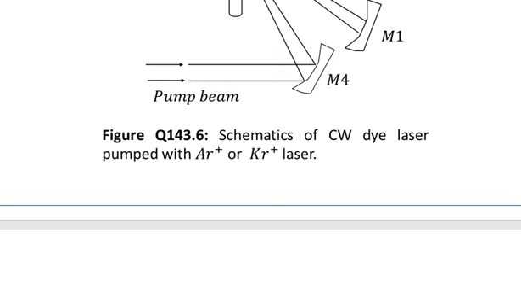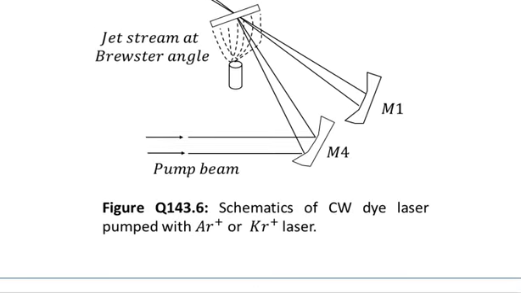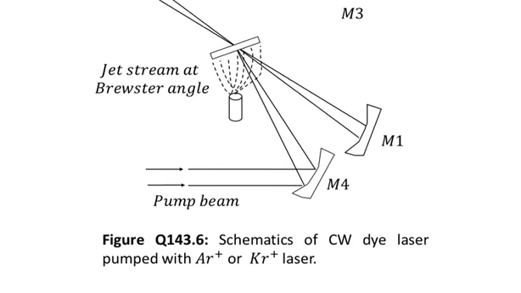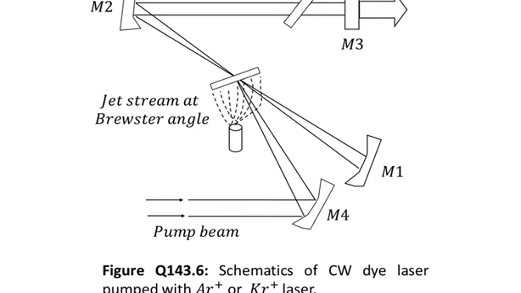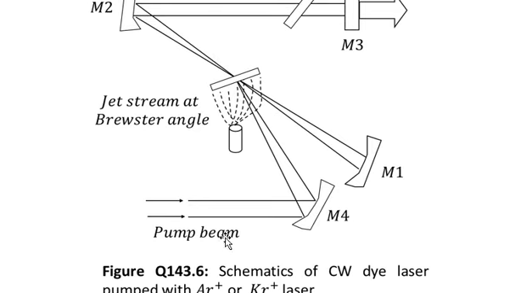Here the pumping is done for the continuous dye laser operation by either the argon ion laser or the krypton ion laser. So you see that here I am showing you the pump beam. The pump beam, either the argon ion beam or the krypton ion beam, is incident on mirror number 4, mirror M4. And from this M4 mirror, the light is reflected towards the jet stream.